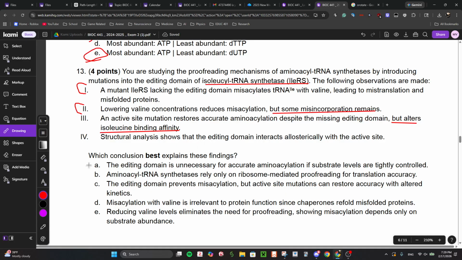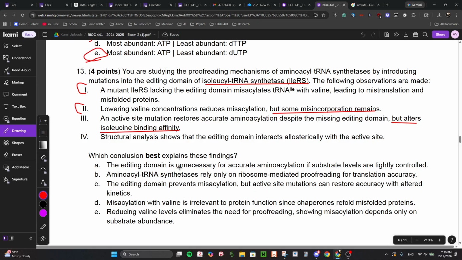So which one's the best conclusion? I'm just looking for anything that talks about how the editing domain stops it from misacylating. Because that's what the first two points are talking about, right? The first two points are basically saying that when I break the editing domain, I'm screwed, right? I misacylate and I get these weird translation problems. That's what the top two are saying. That's the most important thing from this question.